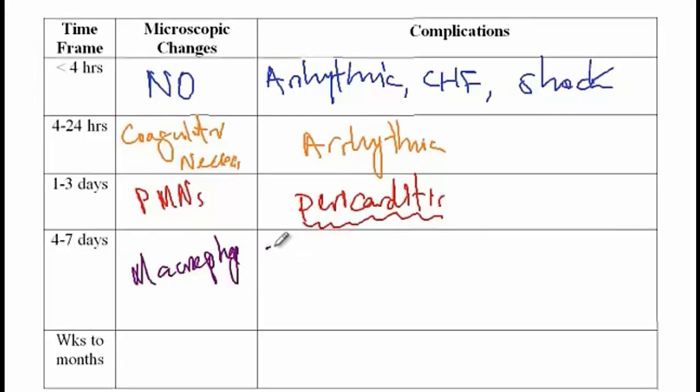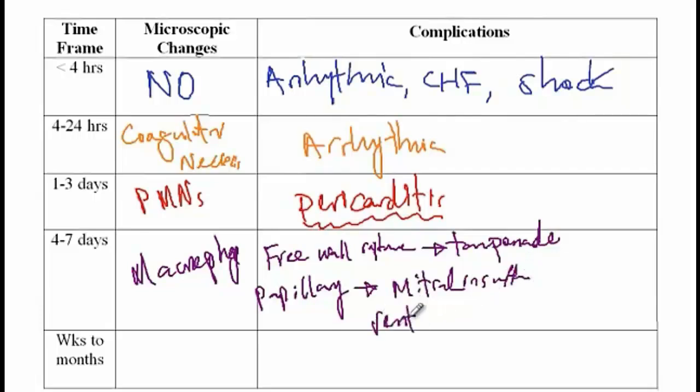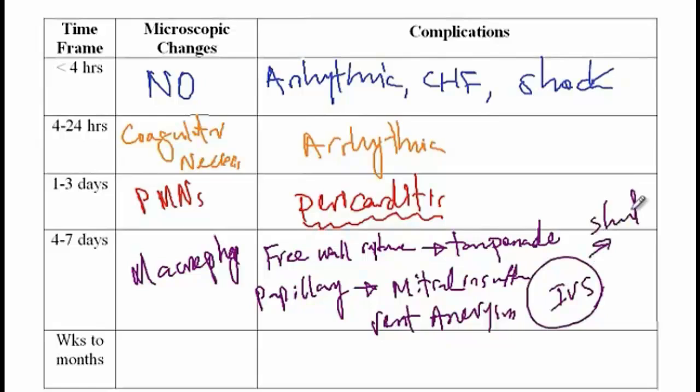Between days 4 to 7, macrophages show up, and what they'll do is that they would destroy the cellular structures, and thus they can cause the free wall rupture, as a consequence of which these patients can present with the tamponade. It can also cause the papillary muscle rupture, as a consequence of which they would develop mitral insufficiency. There could be a ventricular aneurysm.